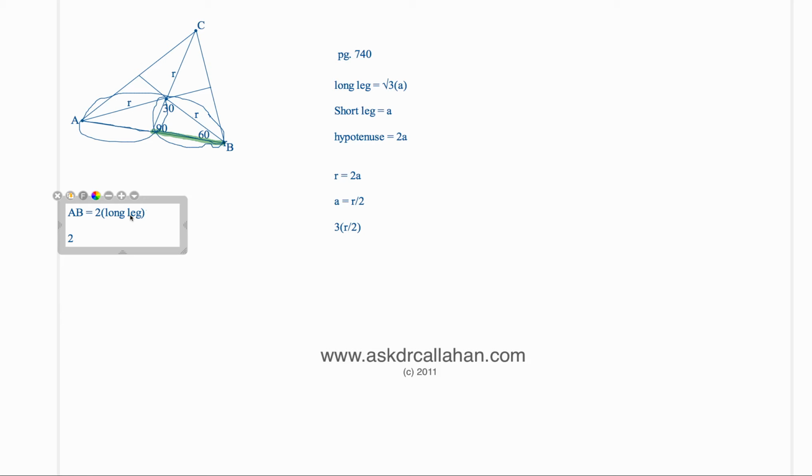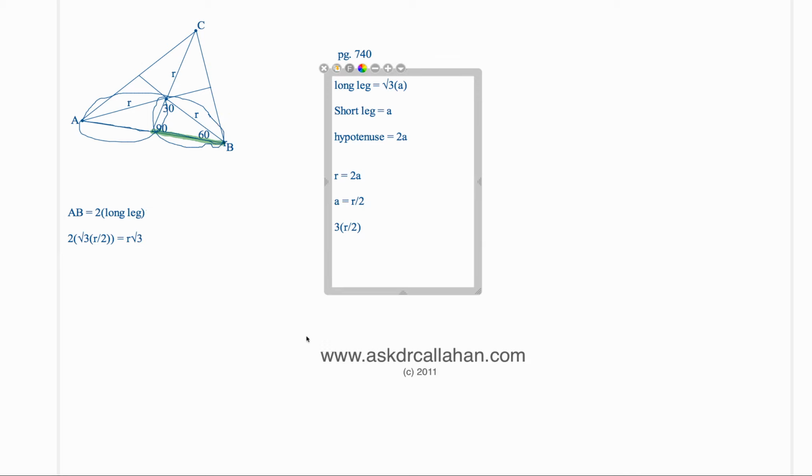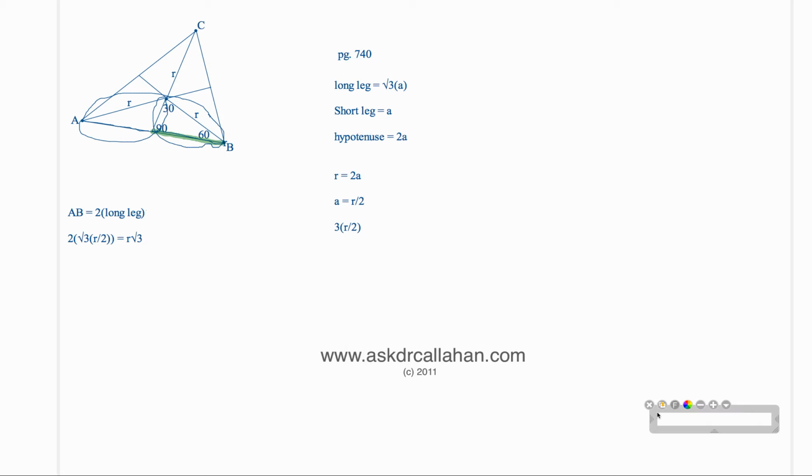So then it's basically 2 times the square root of 3 times r over 2, which simplifies out to r square root of 3. And your book sort of does more of the details as far as figuring that out, but hopefully this explains why they got their answer or where they were getting it from.